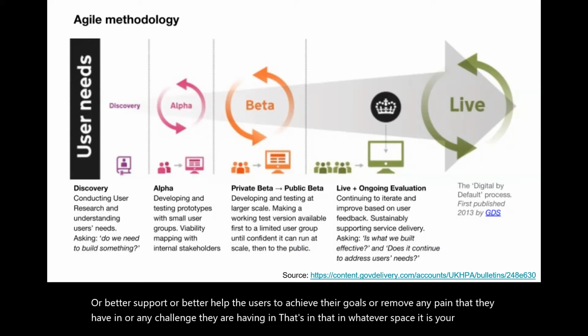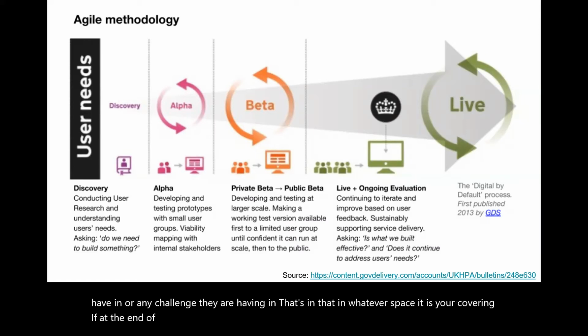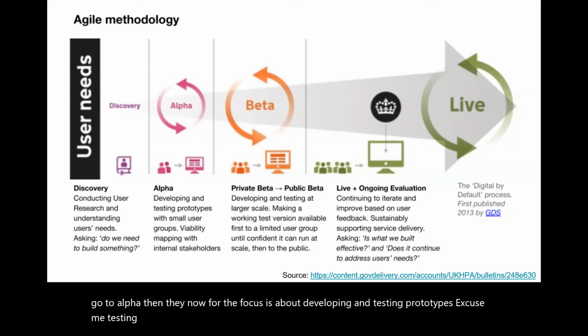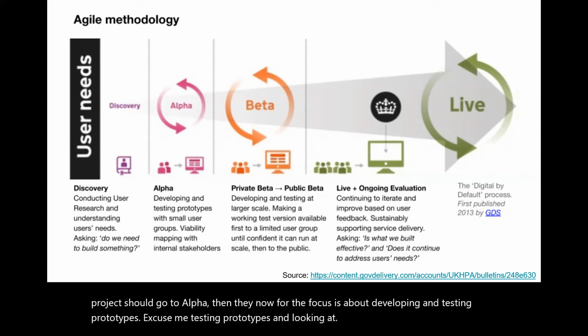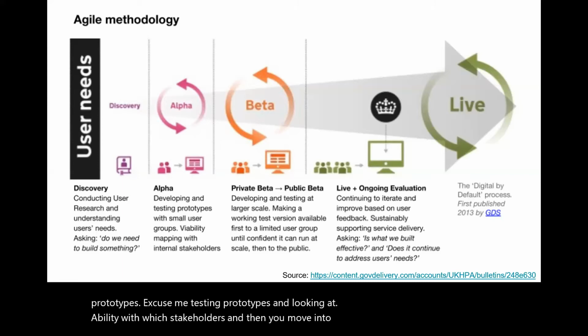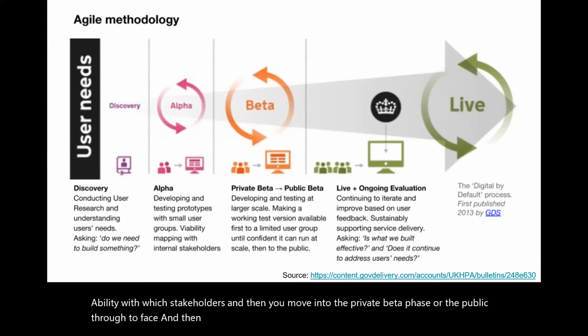If at the end of discovery, like we said, you agree and recommend that the project should go to alpha, then in alpha, the focus is about developing and testing prototypes and looking at viability with stakeholders. And then you move into the private beta phase or the public beta phase, and then the live phase.